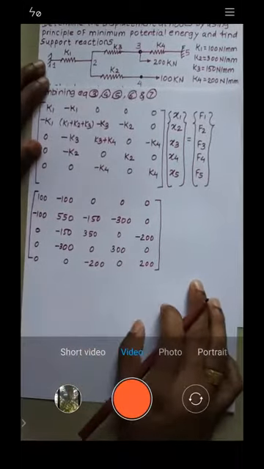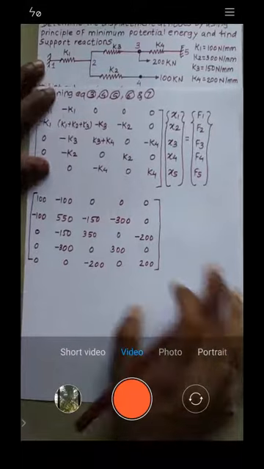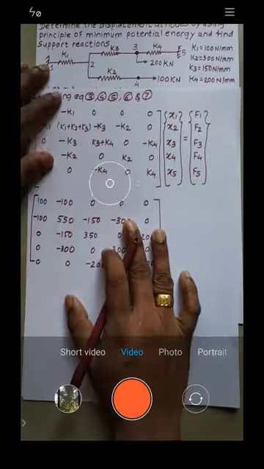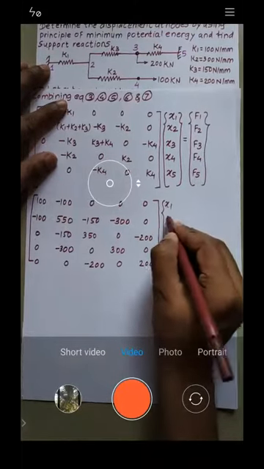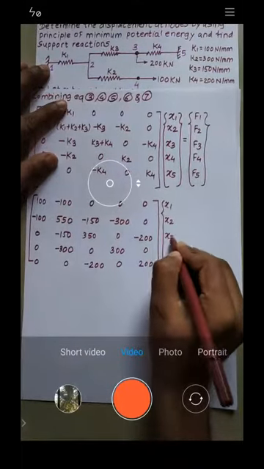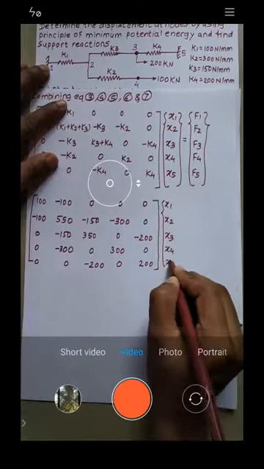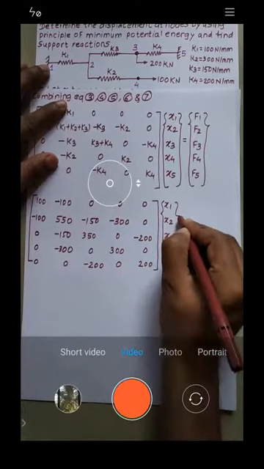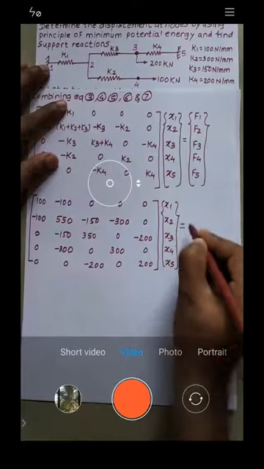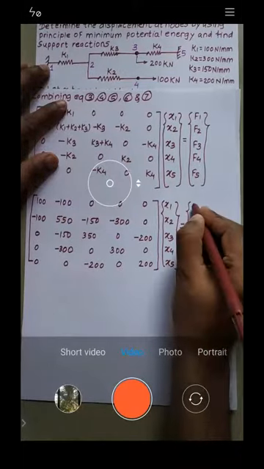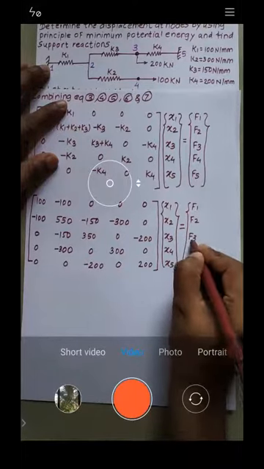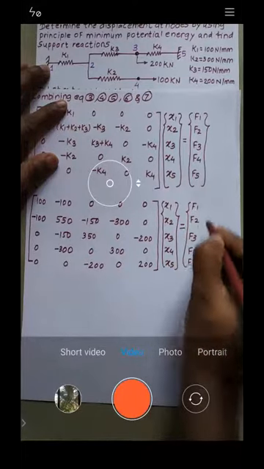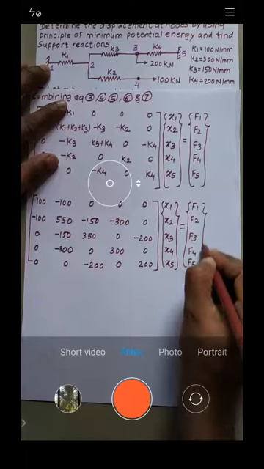global stiffness matrix. We need to multiply it by the displacement vector. This is x1, x2, x3, x4, and x5, equal to the force vector F1, F2, F3, F4, and F5.